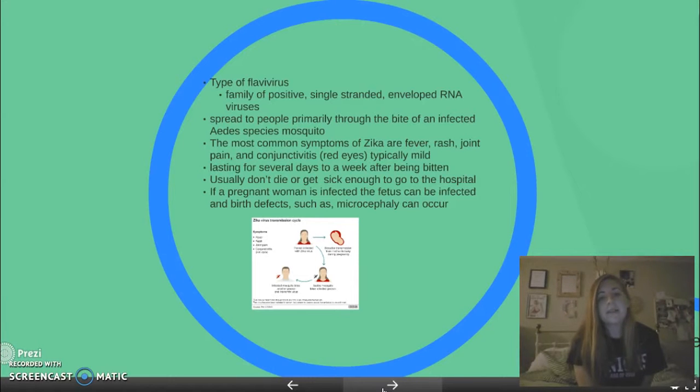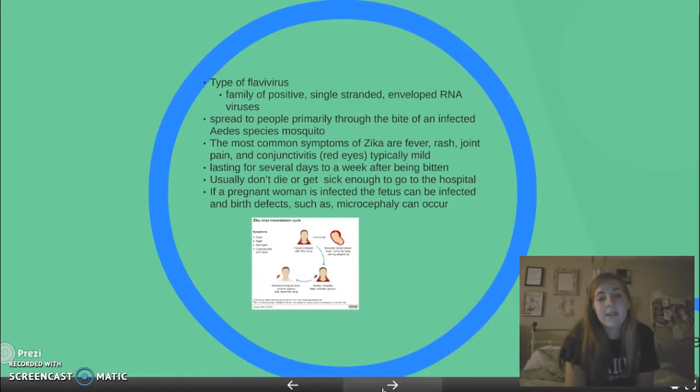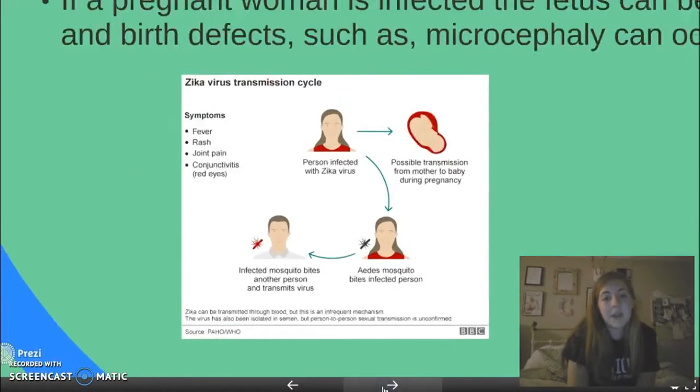The most common symptoms are fever, rash, joint pain, and conjunctivitis, all of which are typically mild, and they last for several days to a week after being bitten. Usually people don't die or get sick enough to go to the hospital, but if a pregnant woman is infected, the fetus can be infected as well, and birth defects can occur, such as microcephaly, which is the topic of this presentation today.